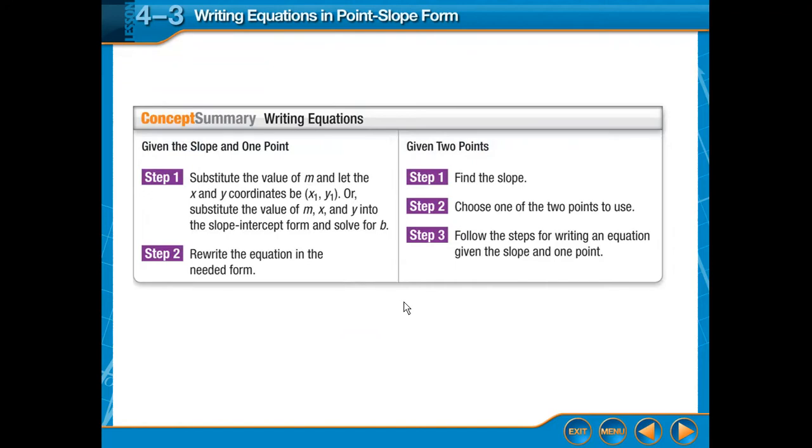So we just want to do a quick summary of what we've learned in this chapter. If you're given the slope and 1 point, the first step is to substitute the value of m and the coordinates x1 and y1 into the equation and solve for b. So you find the intercept. And then once you have the slope and the intercept, you plug them into the equation. If you're not given the slope and you're just given 2 points, the first thing you do is find the slope, and then you choose one of the 2 points, and you use that to find b. And then you plug it in to the equation.